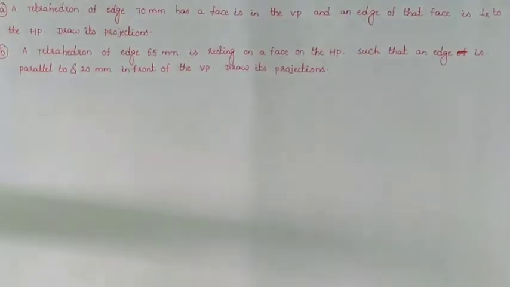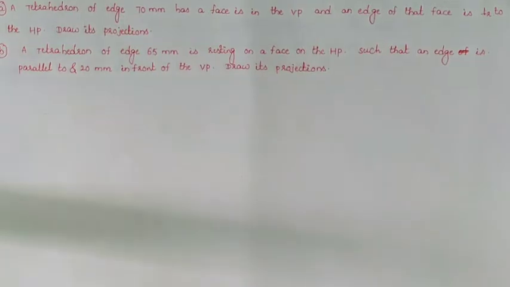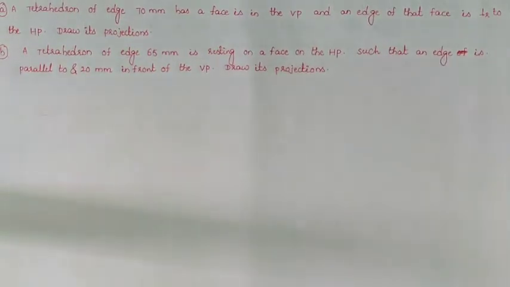A tetrahedron of edges. This is also one type of problem. Many times they ask: a tetrahedron of edge 70 mm has a face in the VP and an edge of that face perpendicular to the HP. Draw its projections. And the second problem is: a tetrahedron of edge 65 mm is resting on a face on the HP such that an edge is parallel to and 20 mm in front of the VP. Draw its projections. We know that the tetrahedron is a type of polyhedron having 4 equal triangular faces.